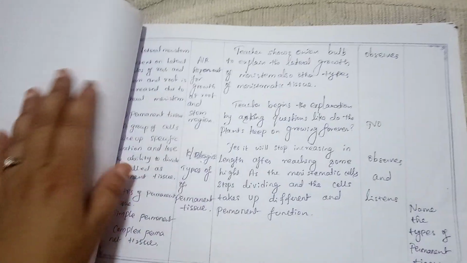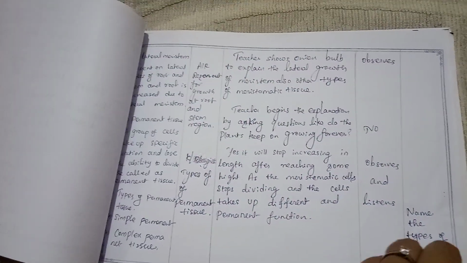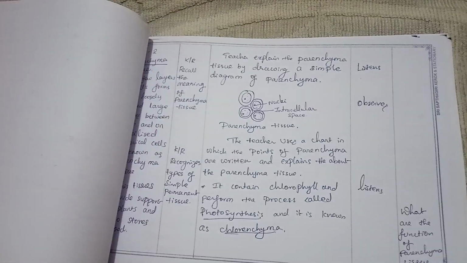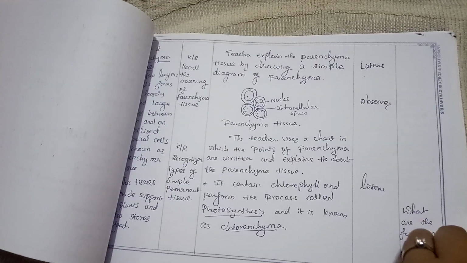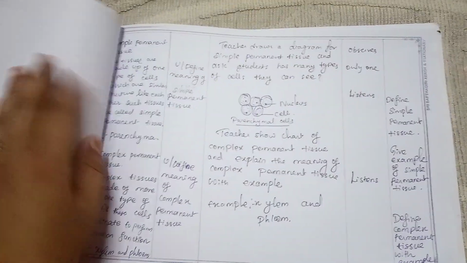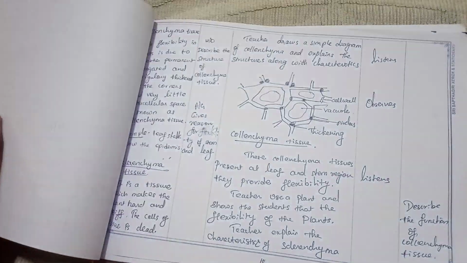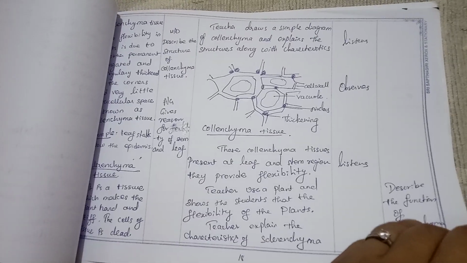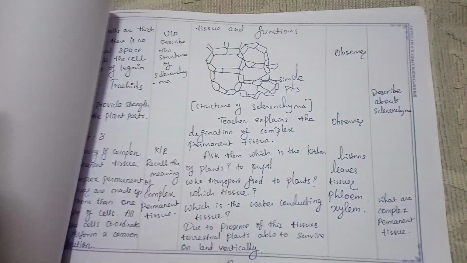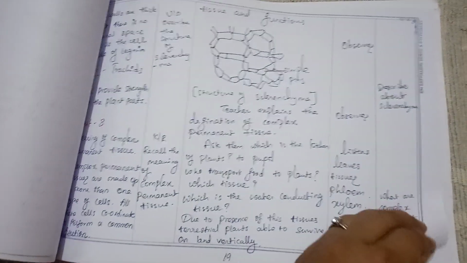Here you can see the pupil response, their answering and all. These are all the things I have done using teaching aids, charts during this lesson. Now I am summarizing all these lessons for the unit plan continuously.